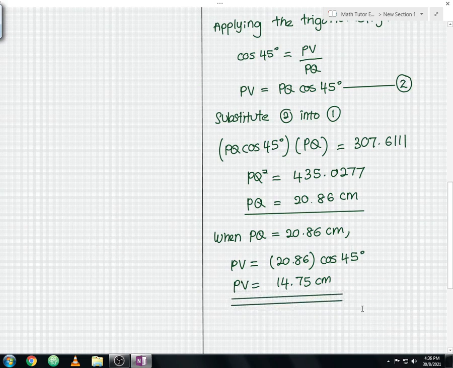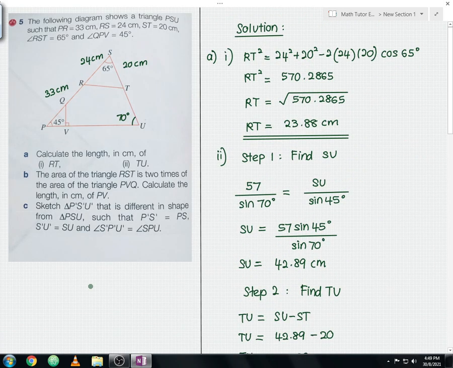So let us proceed with our discussion for the question part C now. For the question part C, we are required to sketch triangle P prime, S prime, U prime that is different in shape from triangle PSU. They already gave us 3 conditions over here. As you all know, this question is involving the ambiguous case. To double confirm whether this question is an ambiguous case or not, we are going to find the vertical height of this triangle.